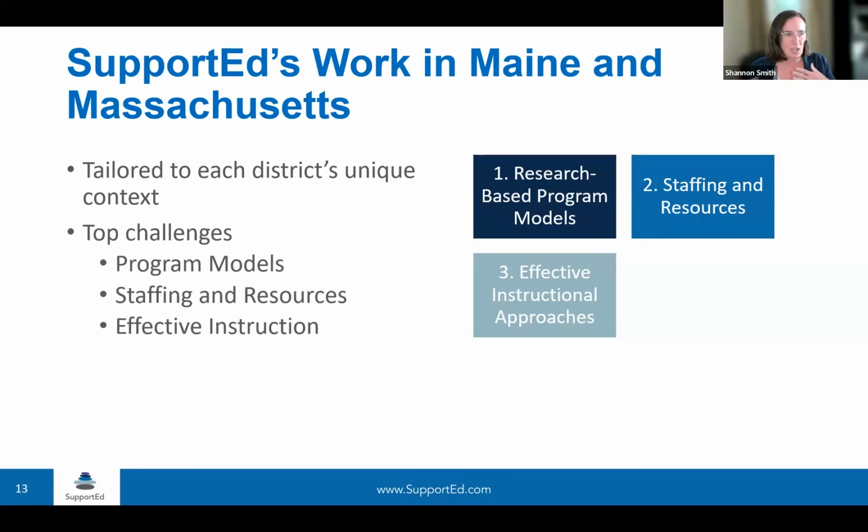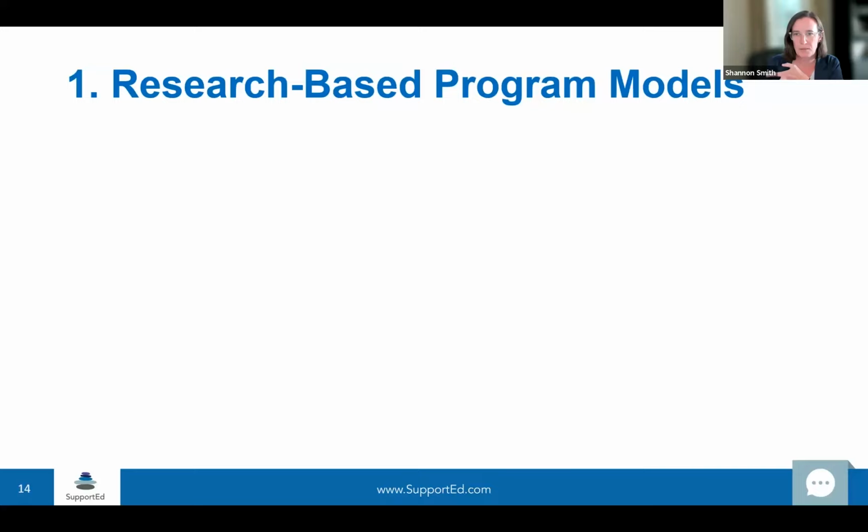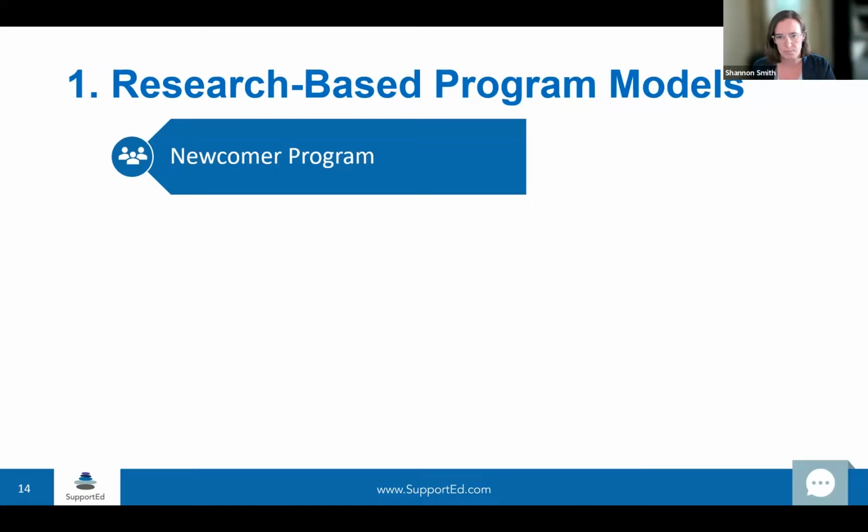So, oh, you went a little too fast. And so, looking at some research-based program models, the first one that always jumps out is that newcomer program, that self-contained model where our SLIFE are there for the full day or the half day. We're really hoping that they gain that accelerated language learning.